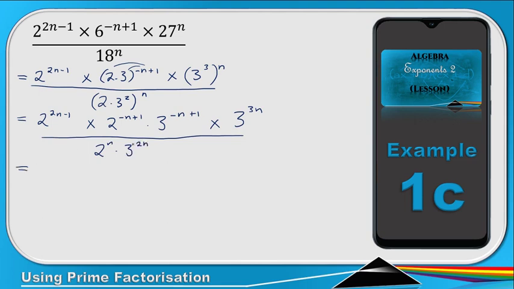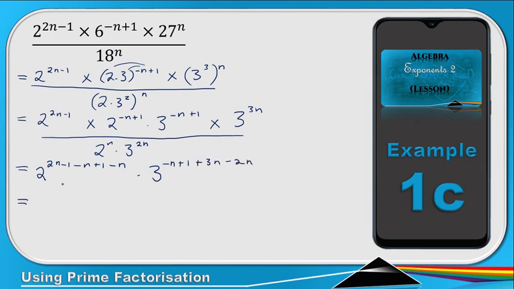Alright, now we have all the bases. Now in this case we can see that there is a base of 2 and a base of 3. So we're going to group all the 2's together. And remember, when we have the exponents at the top, we add them. So we have 2n minus 1 minus n plus 1. So just add them as they are. And then subtract the bottom one, minus n. And then on this side, we've got 3 to the power of negative n plus 1 plus 3n minus 2n.